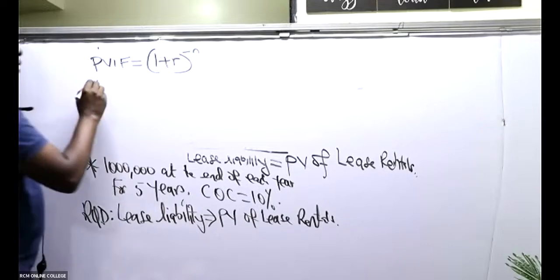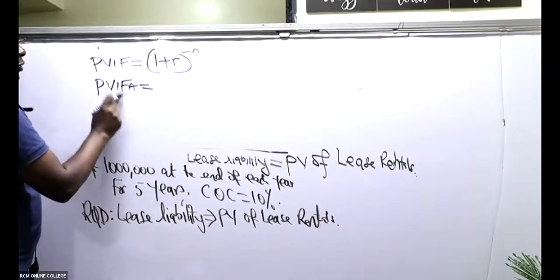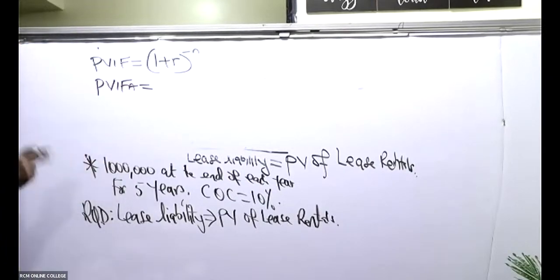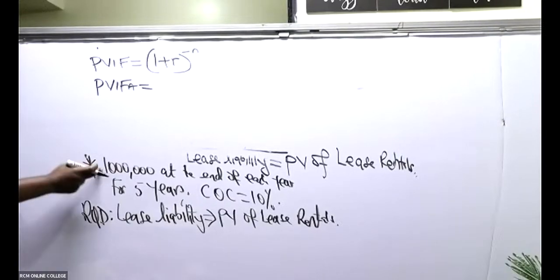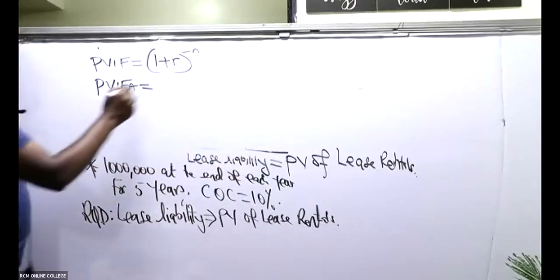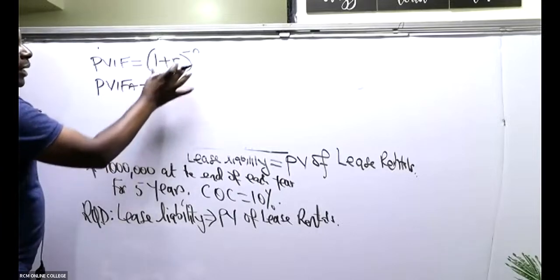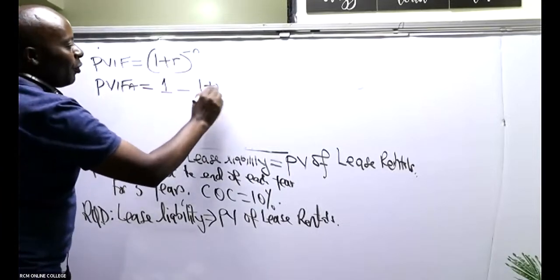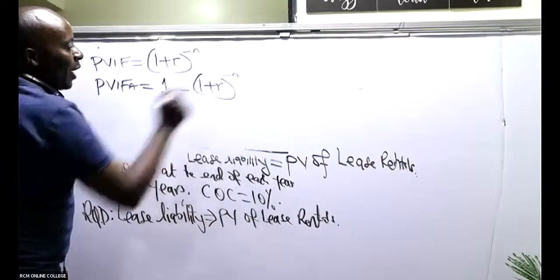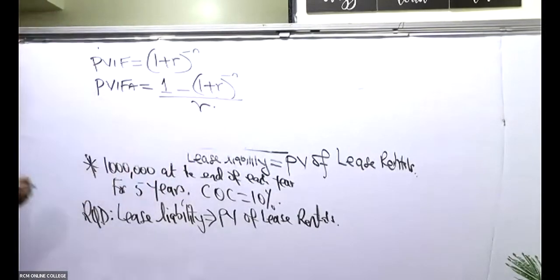How about in this case here? How about present value interest factor of an annuity? Like now, this is $1 million every year. So it's an annuity. So if it's an annuity, we shall take 1 minus this simple formula. Our simple formula is 1 plus R raised to negative n. And then everything to be divided by R.